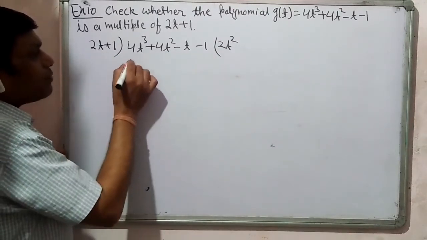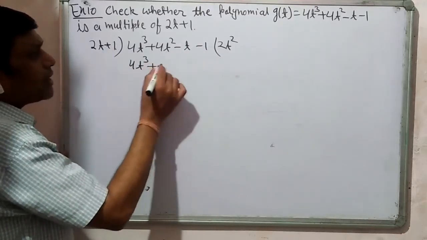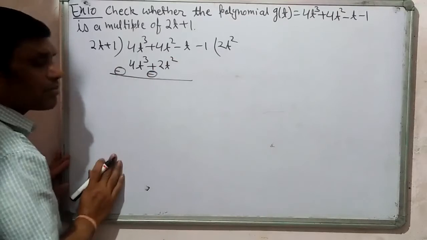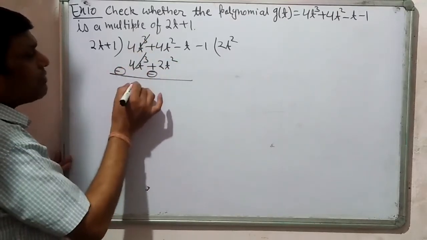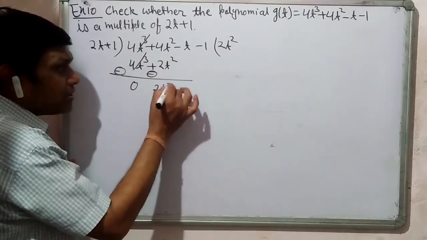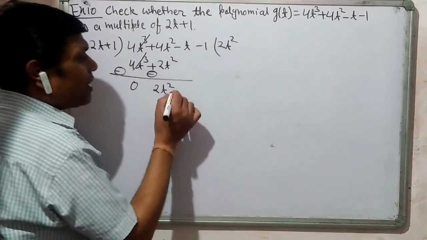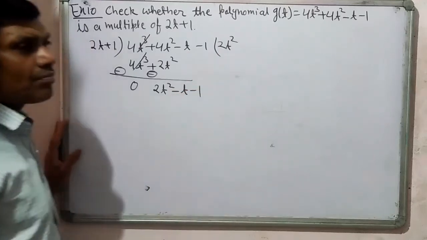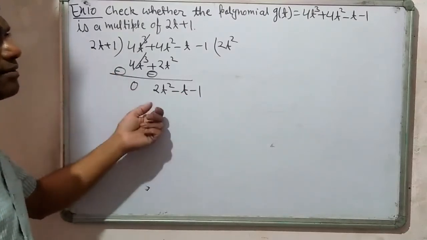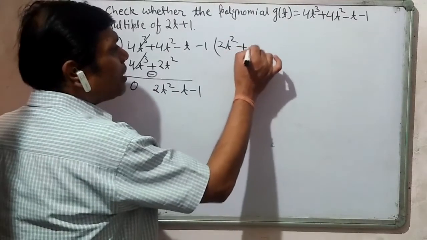Twice t square multiplied with twice t is 4t cube. Twice t square into positive 1 is plus 2t square. Change the signs. We can cancel these positive and negative, giving 0. 4t square minus twice t square is giving twice t square. Please remember the new sign is to be used. Copy down the remaining minus t minus 1. Right? Twice t square divided by twice t. What we get? 2 upon 2, 1. T square upon t, t. So we are getting only t over here.